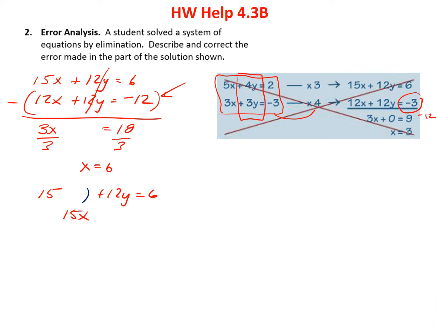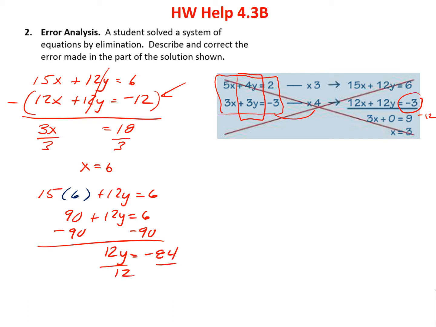Let me back up here a minute. Forgot to put in this is 15 times 6 plus 12y. And so 15 times 6 is going to be 90 plus 12y equals 6. And so then we would subtract 90 and we would get 12y equals minus 84. Divide by 12. And we would get y equals negative 7. So the solution here would be 6, negative 7.